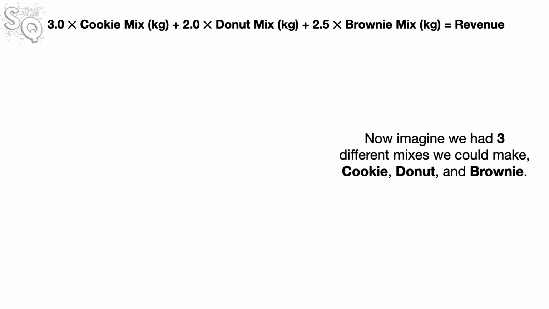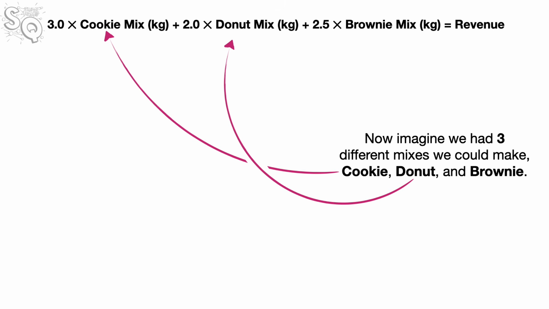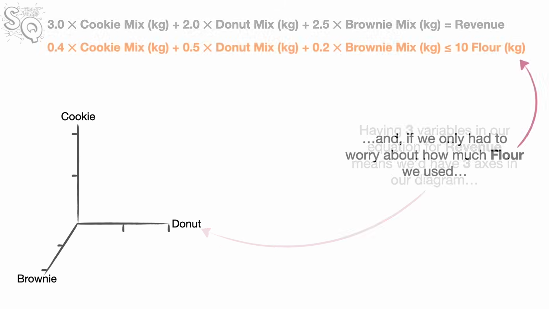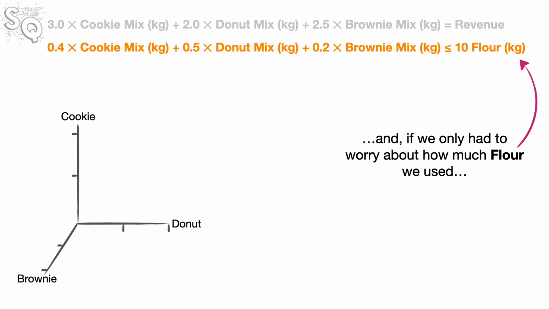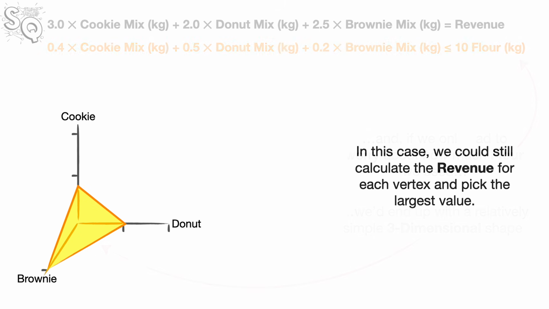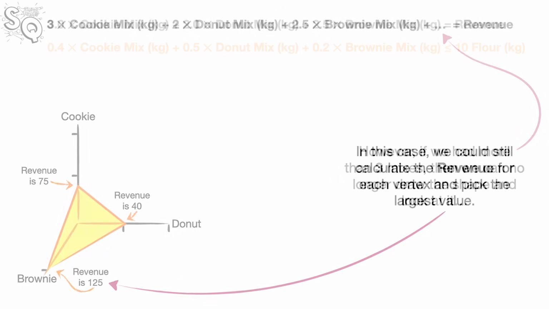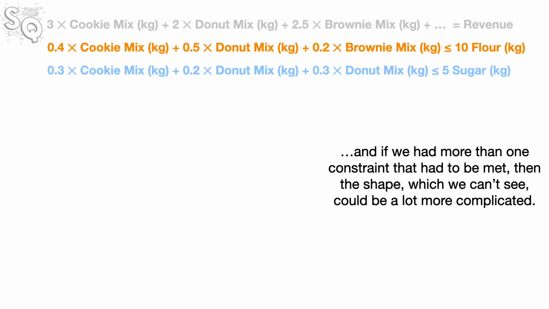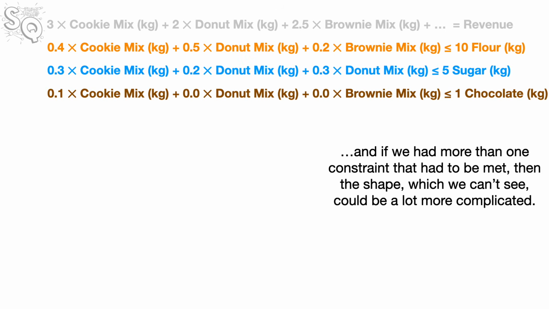Now imagine we had 3 different mixes we could make: cookie, donut, and brownie. Having 3 variables in our equation for revenue means we'd have 3 axes on our diagram. And if we only had to worry about how much flour we used, we'd end up with a relatively simple 3-dimensional shape. In this case, we could still calculate the revenue for each vertex and pick the largest value. However, if we had more than 3 mixes, then we can no longer draw the shape and look at it. And if we had more than one constraint that had to be met, then the shape, which we can't see, could be a lot more complicated.